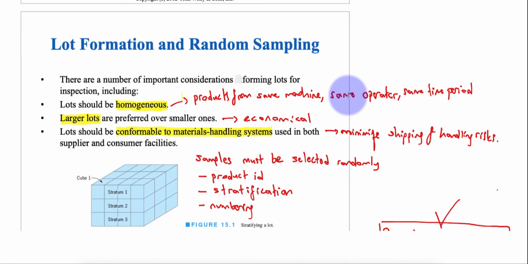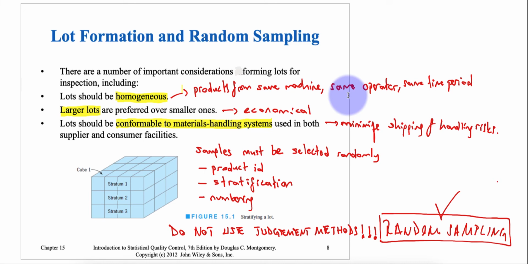Let's continue. Lot formation and random sampling is also important in acceptance sampling. Random sampling is very, very important, because otherwise you cannot apply the acceptance sampling methodology; it will not make any sense if you are not using random sampling. If you are using your judgment to select the items from the lot to create the samples, you don't need to use the acceptance sampling method. It will not make sense. Okay, so you need to use random sampling.